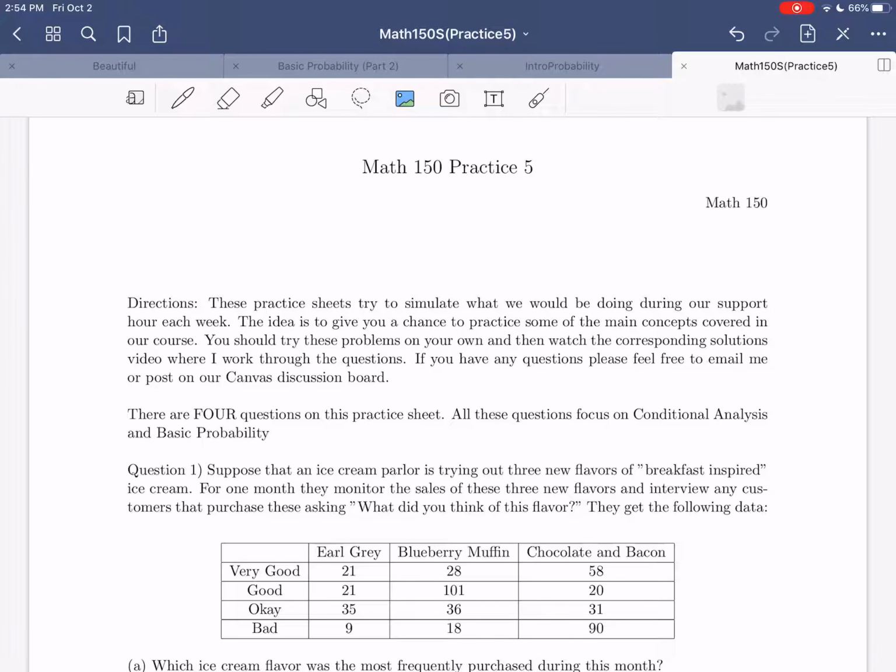In today's video, we're going to be working through the Practice 5 worksheet. This worksheet focuses on conditional analysis and basic probability.